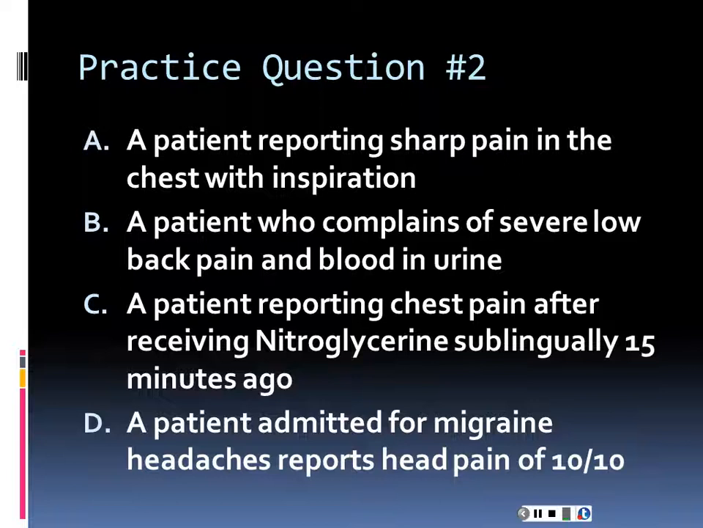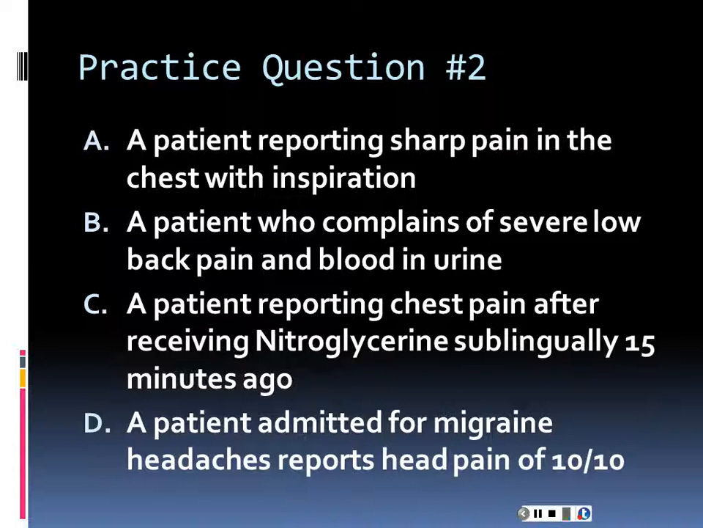It sounds like whatever's going on in there is consistent with the complaint of low back pain. It's not an ABC problem. I'm going to eliminate B and D. So now I'm only down to between A and C.